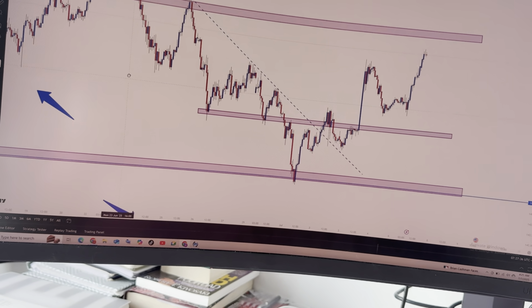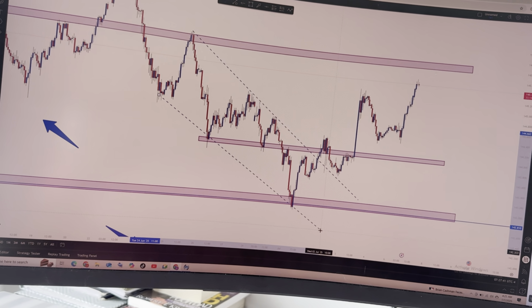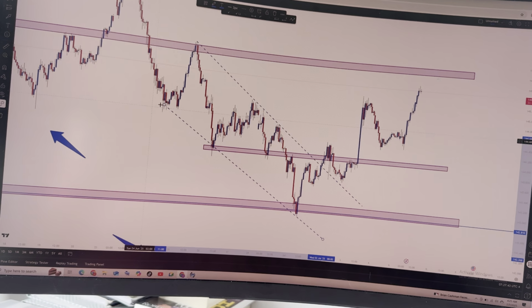Now again, when the market was going to the downside, again we had another trend line. This is another trend line that we had in the market.